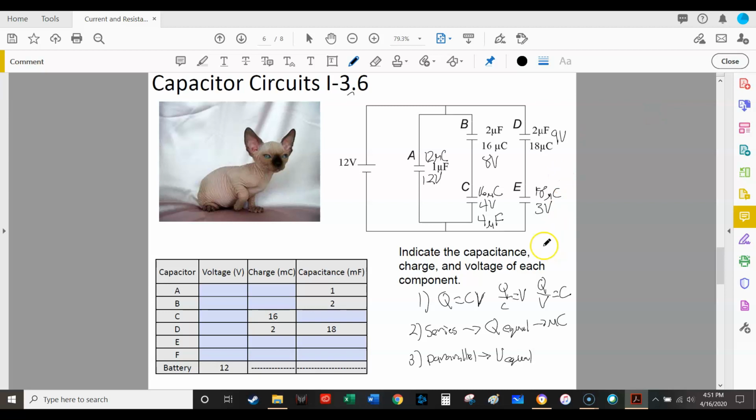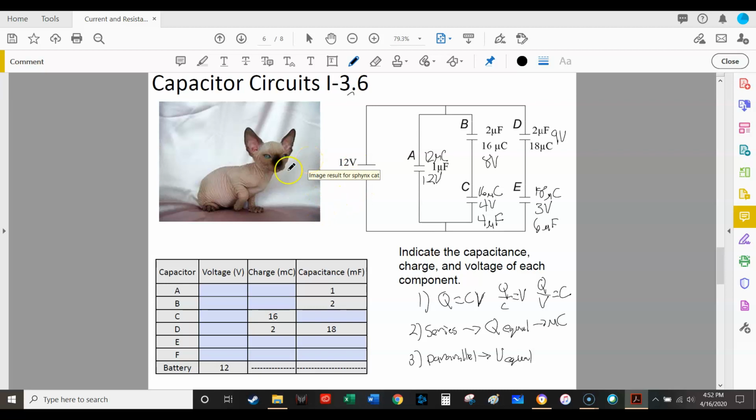Again, we have microcoulombs divided by voltage, which gives us the capacitance in microfarads. 18 microcoulombs divided by 3 volts is going to be 6 microfarads. Awesome. The interesting thing is that batteries don't have any charge or capacitance associated with them. They're just a battery, so you don't have to do anything more with the battery.